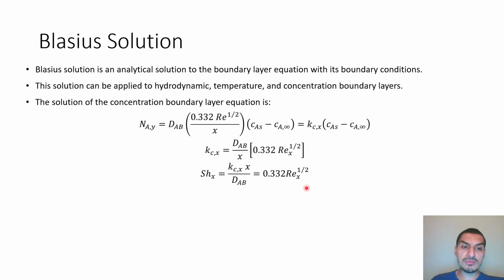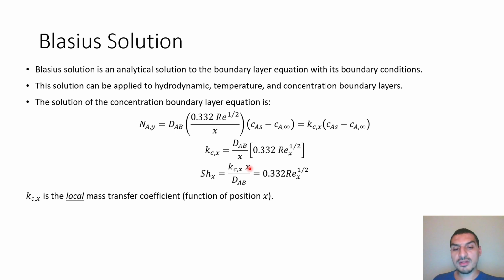By looking at this solution, we will notice two main observations here. The first is that we have here k_c x, and this is Sherwood x, and this is Reynolds x, and this x means that the characteristic length is x. So x is the distance, and this means that I use this equation to calculate the mass transfer coefficient at a specific point on the flat surface.